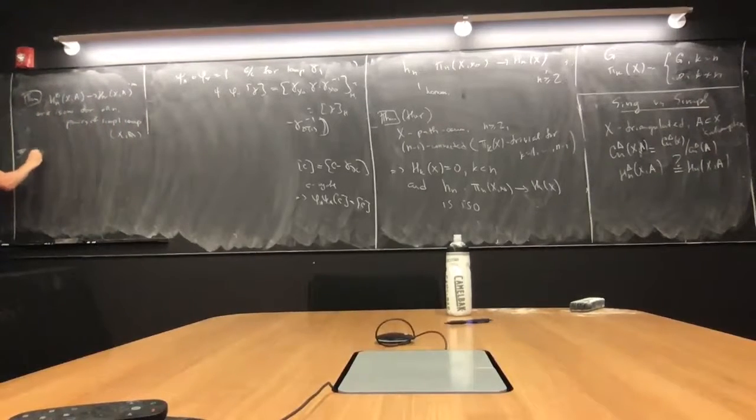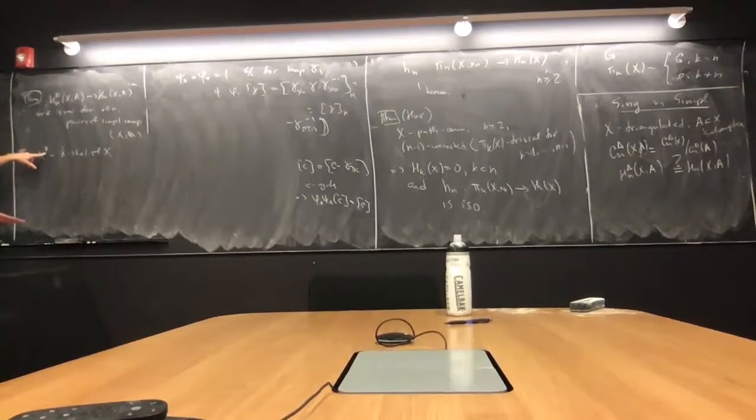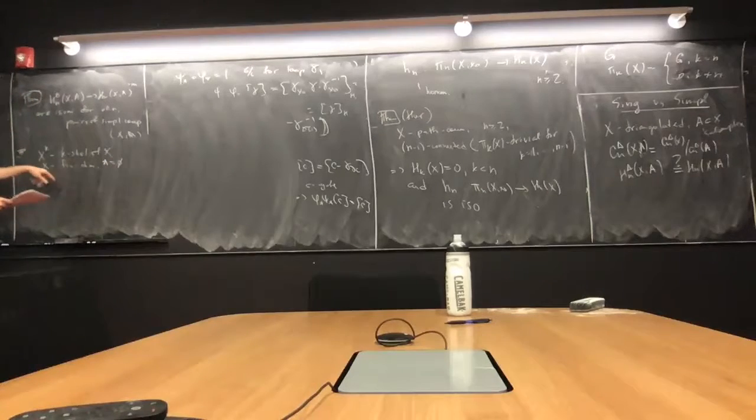Let's denote by Xk the k-skeleton of X. That's the union of all k and lower simplices of X. And let's assume for the beginning that X is finite dimensional and A is empty. If A is not empty, it's literally all the same with comma A added everywhere. Then we have this diagram.